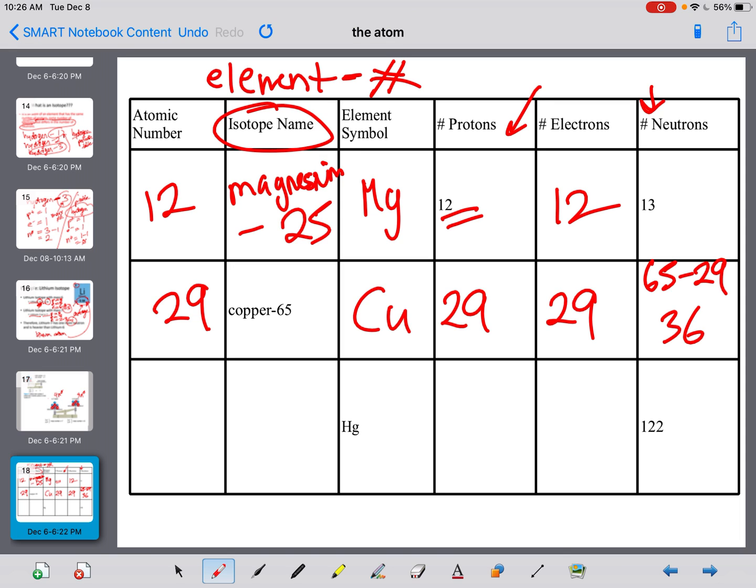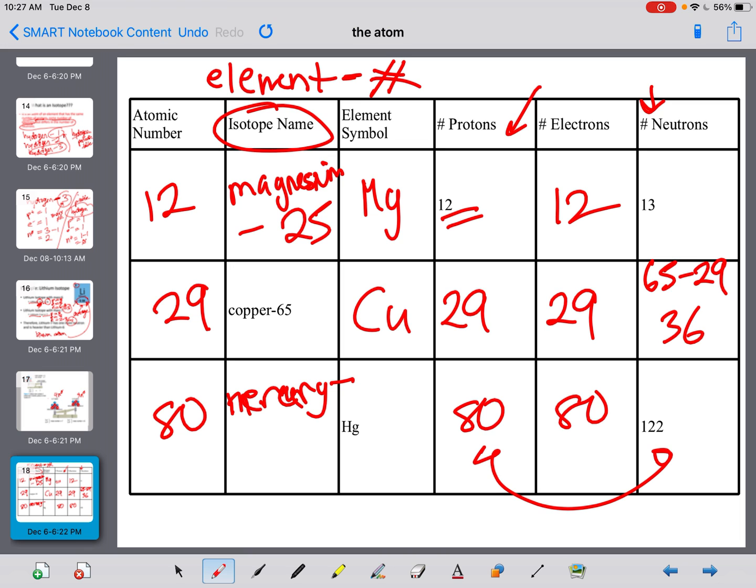Okay, so mercury has a neutron number of 122. So mercury, if you look up the atomic number for Hg, is 80. So that means my proton number is 80, my electrons are 80. So this is going to be mercury dash. Now this is going to be neutrons and protons added. So it's going to be 80 plus 122, which is mercury-202 for this particular isotope.